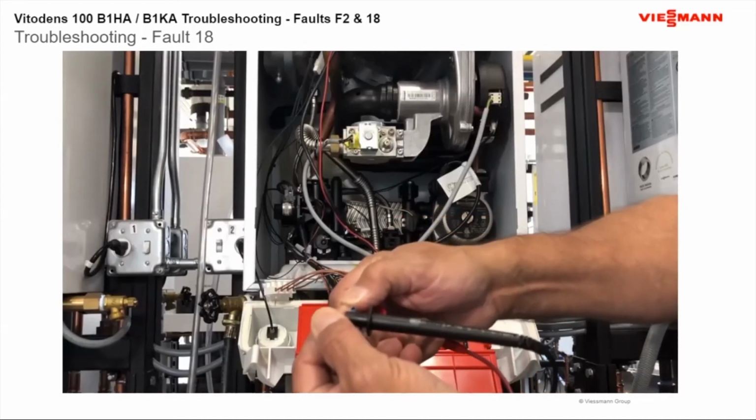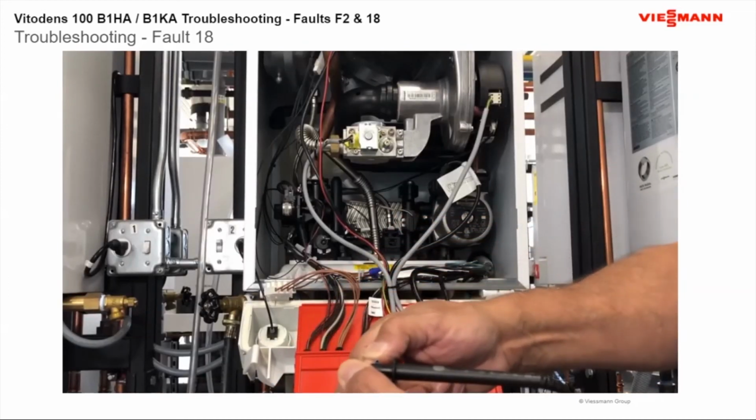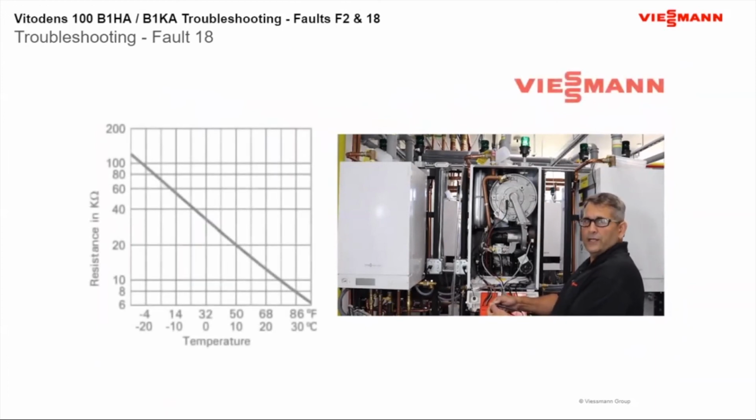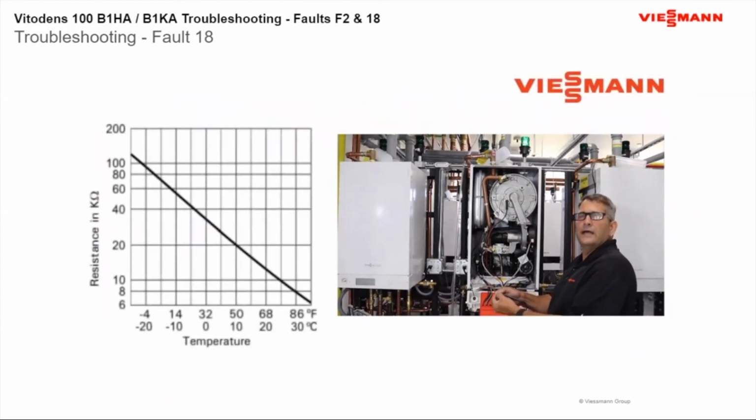Once we do that, we're just going to touch our two wires together and read our ohms. And then we're going to look at our chart itself and see where we are with our outdoor temperature, as well as what ohms reading we're getting. Then we're going to follow that line across and see what we're reading, to see if it jives with the outdoor temperature.